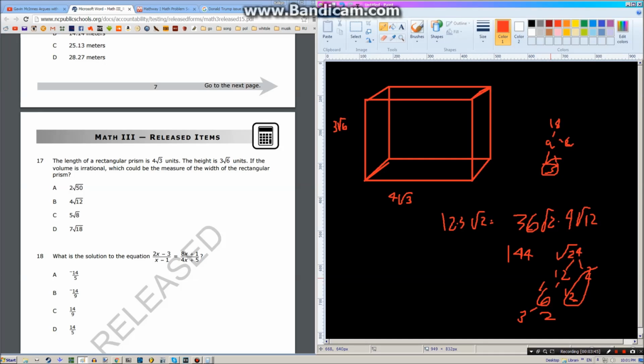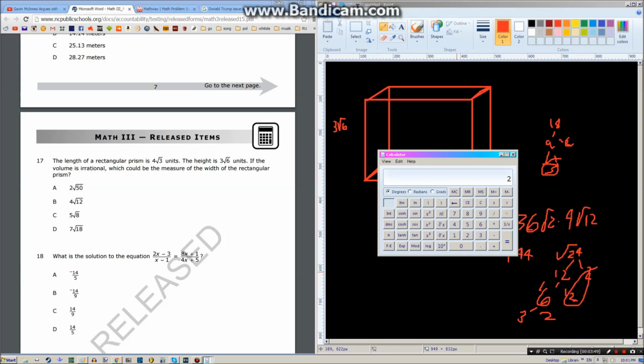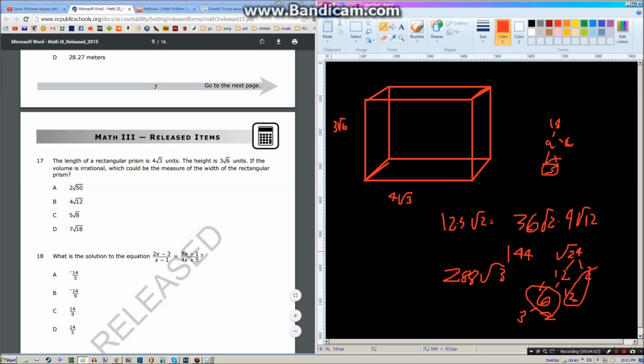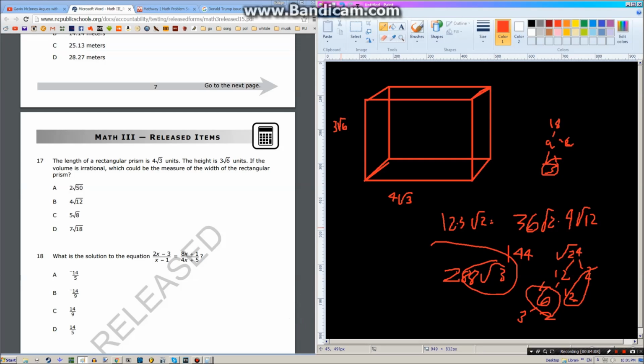So then you get 2 times 144, so let's bring up our calculator. 2 times 144, so you get 288. And that doesn't even really matter, because you still have this 6 in the square root sign. So it has to be B, because that would be irrational. And I'm assuming only one of them has irrational, because only one of these answers can be right. So now let's go on to the next problem.